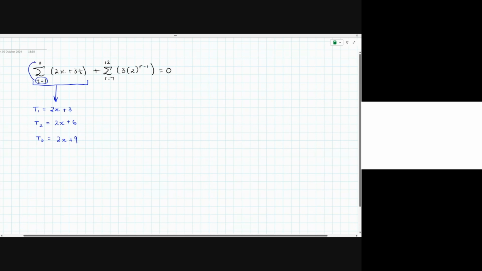And I'm only going to go up to 3 because this number at the top tells me what term to add up to. I'm adding from term 1 to term 3. So I've got my 3 terms. Then I move on to my next sigma situation. So my next sigma situation is this geometric one over here. And I do exactly the same thing. Now, bear in mind for this one, you're starting to add from term 7.